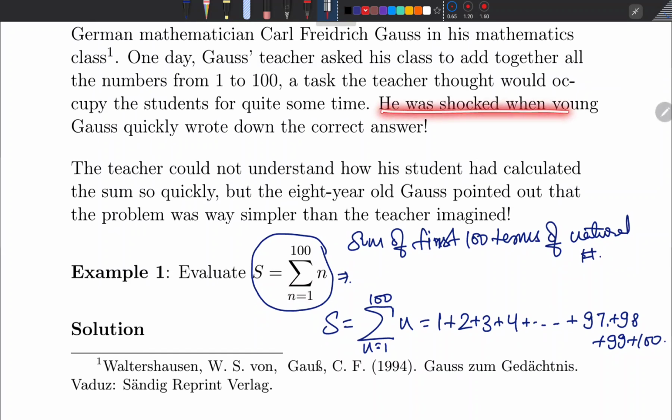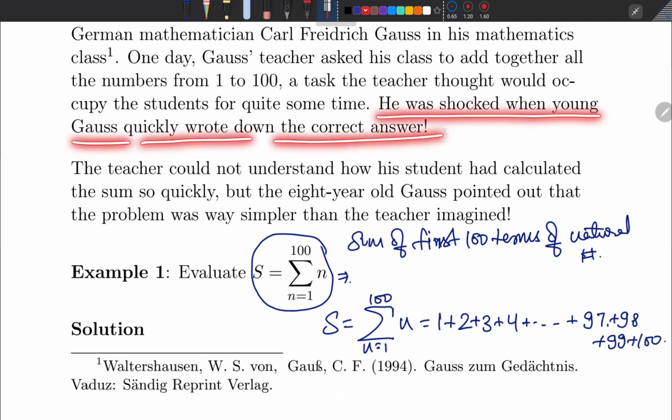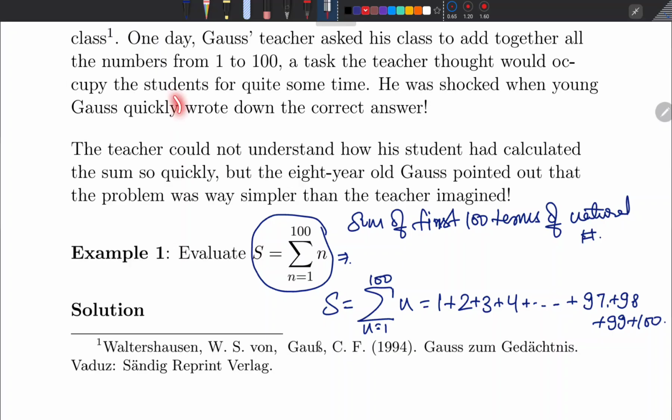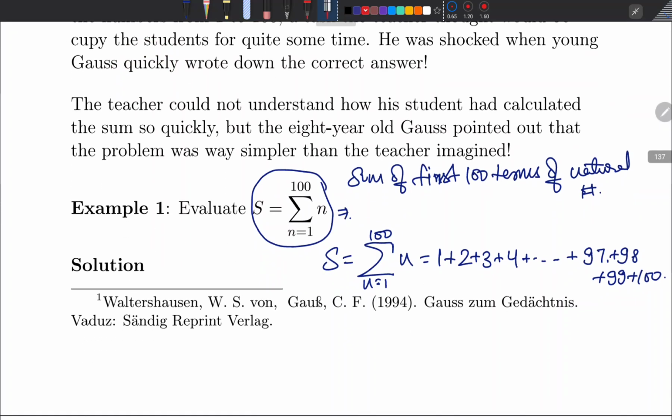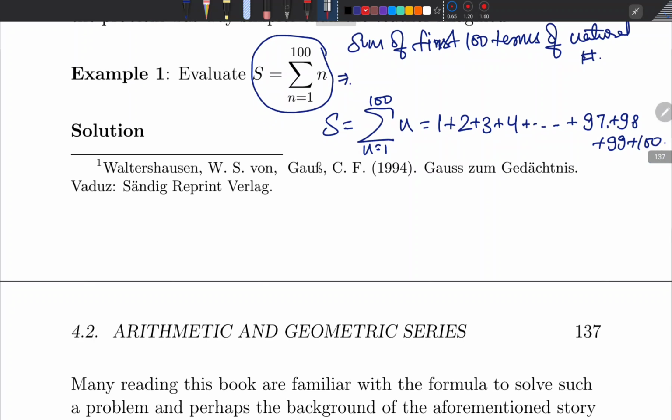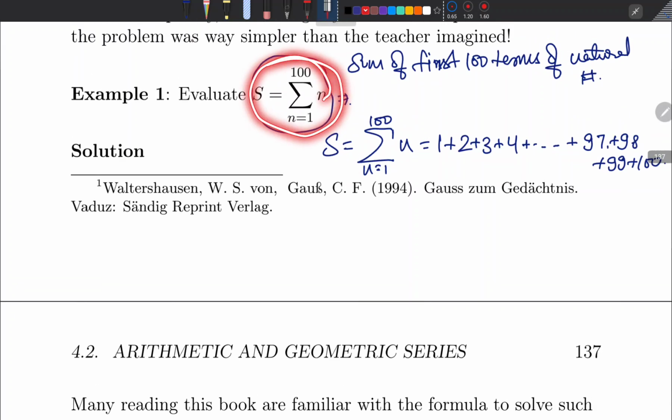Okay, so he was shocked when young Gauss quickly wrote down the correct answer. Obviously, quickly, guys, just take a look at this word, quickly. How quickly? We'll take care of that. The teacher could not understand how his student had calculated the sum so quickly, but the 8-year-old Gauss pointed out that the problem was way simpler than the teacher imagined. Whoa, look at the aura. Wow, that's amazing. So, this is the sum, right?